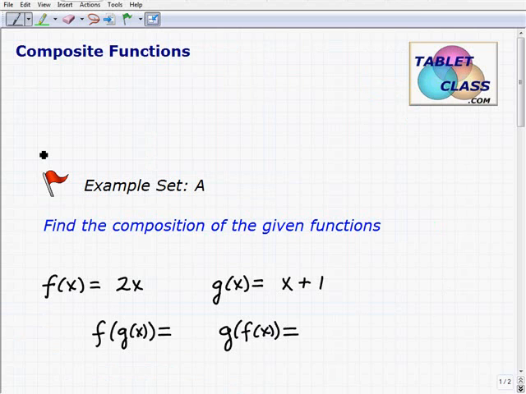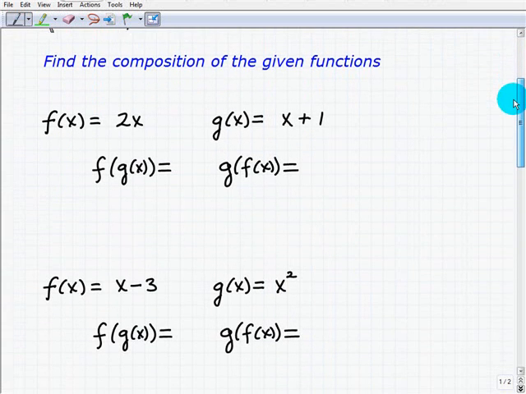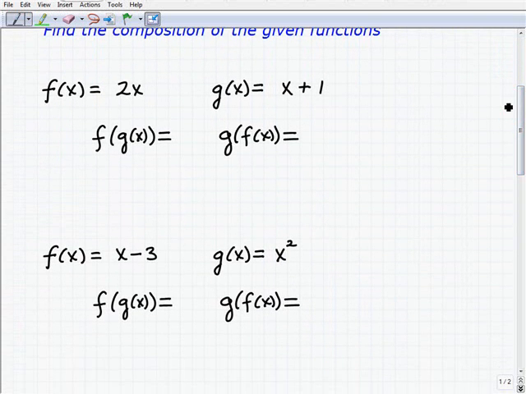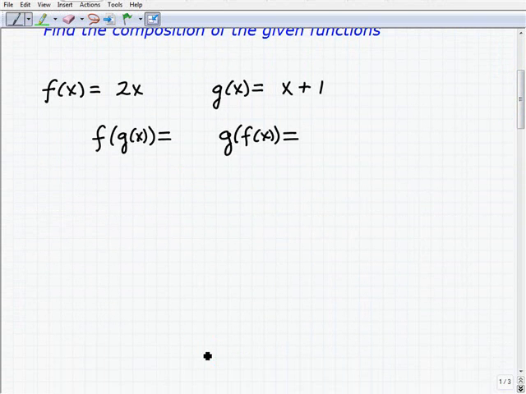This is our first example set A. And of course, as always, I hope you had a chance to watch the lesson, and I'm assuming you did, and you have a pretty good idea what a composite function is. Okay, so what we want to do in these problems is find the composition of the given function. So everybody should have a basic clue what I'm talking about. If you don't, you want to go back and start at the lesson. That's my recommendation. But let's go ahead and continue to practice what we learned in the lesson.